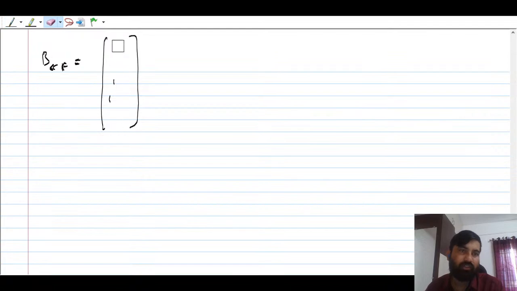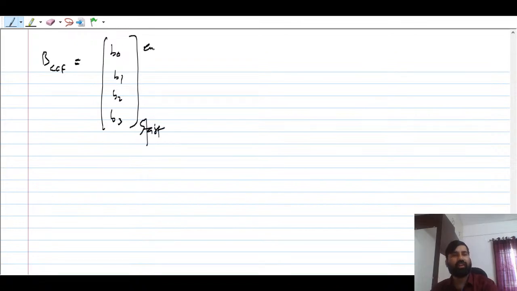Sorry, I should write like this. So this is CCF, what we get directly from the differential equation. This is nothing but B0, B1, B2, B3. So you have to start from like this: start writing here 1, then 0, 0, 0. Start and end like this. I hope this makes sense.